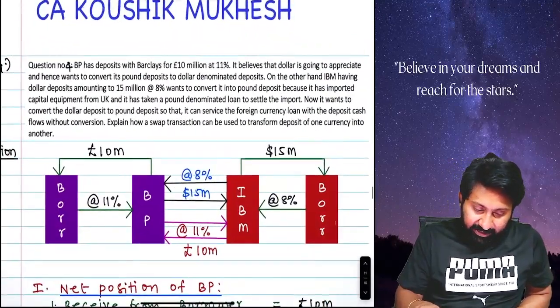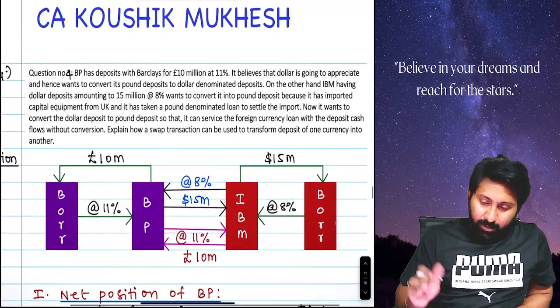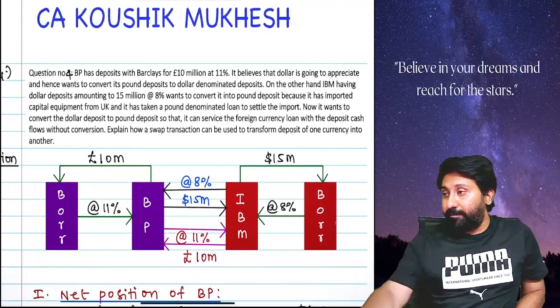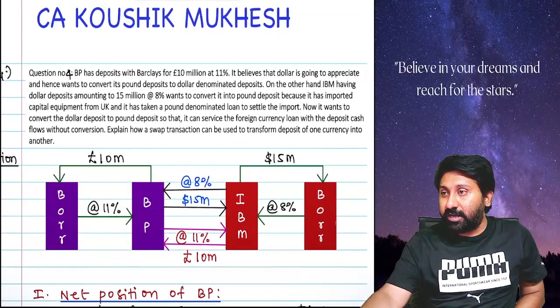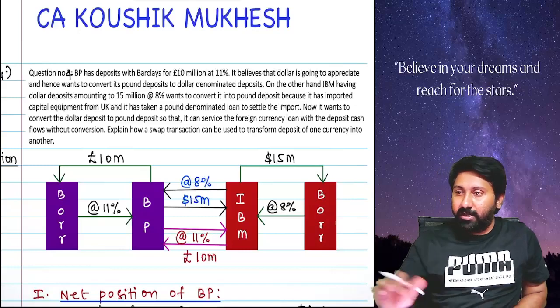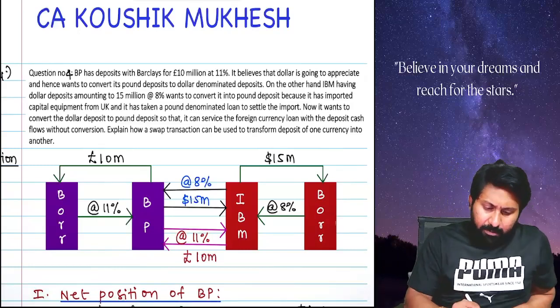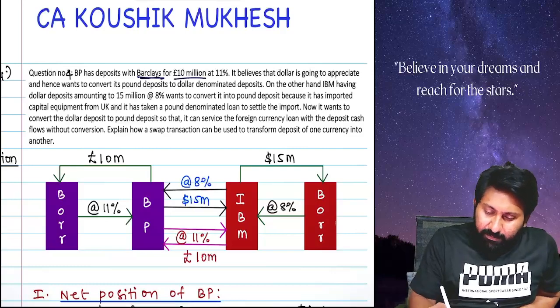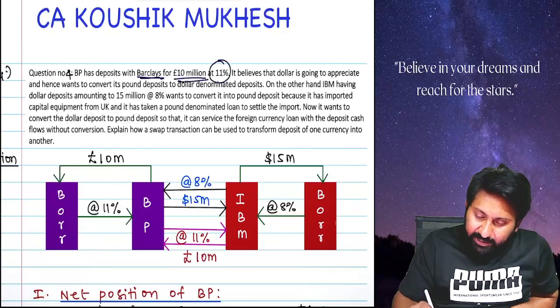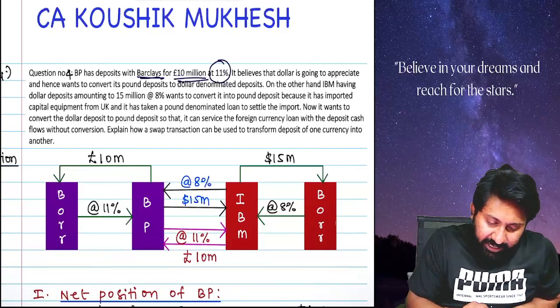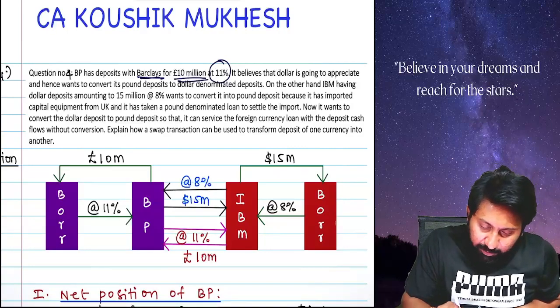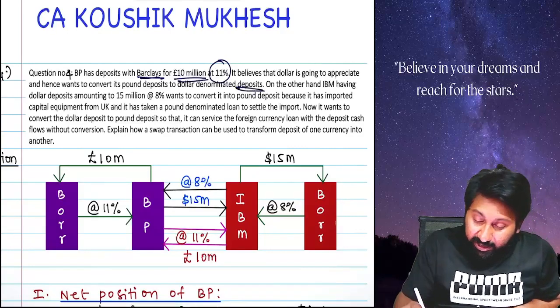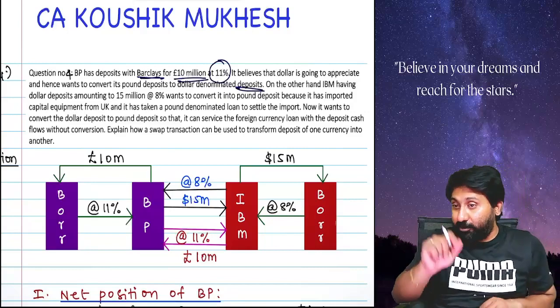Fourth question also, let us see. BP, Bharat Petroleum. This is another question. It's also an RTP question, but it's a good question again. Fastly, let us complete this. Bharat Petroleum has deposits with Barclays for 10 million pounds at 11%. It believes the dollar is going to appreciate and hence wants to convert its pound deposits into dollar denominated deposits. This is not a loan, it's a deposit now.